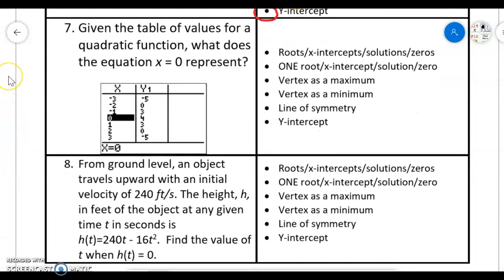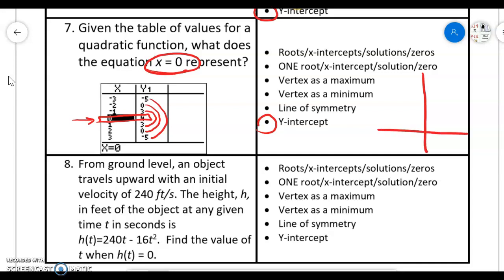The last two: given the table of values for the quadratic function, what does x equals 0 represent? Well, when x is 0, we have a y value. So this is in fact a y-intercept, but if you look closer, you will see that these all have buddy points, except for this 0, 4. So that is in fact a vertex. If I sketched a little graph of this, 0, 4 is here. And then I would have -1, +3, +1, +3. And I can see that my graph would in fact be concave down.